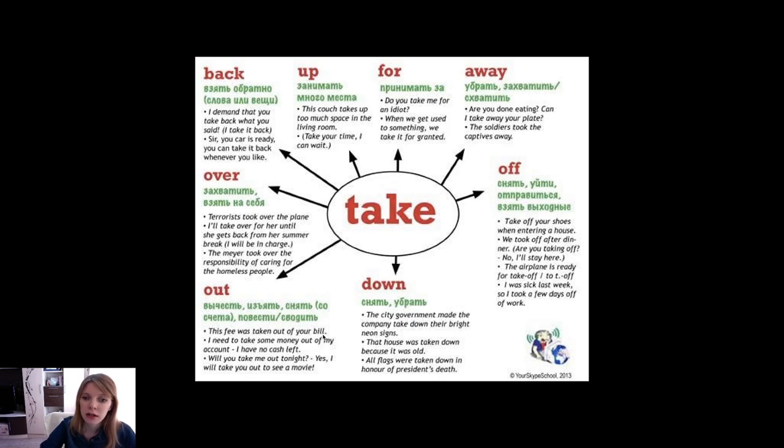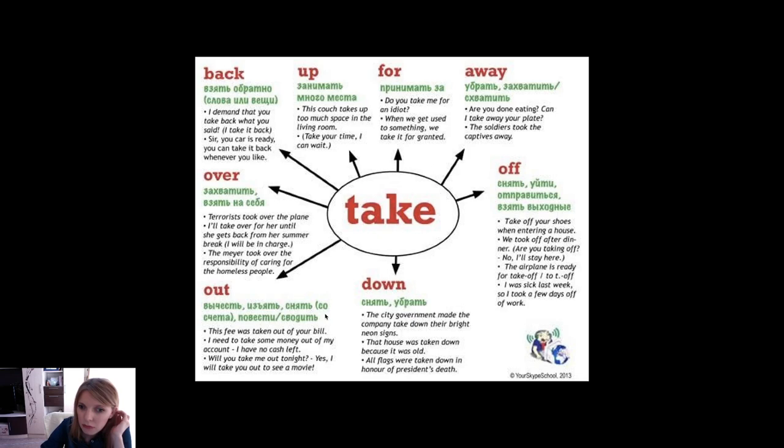Take out – вычесть, изъять, снять, снять в частности со счета, повести или сводить. Разные значения, смотрим по контексту. This fee was taken out of your bill. Пошлина была вычтена из вашего счета. I need to take some money out of my account. I have no cash left. То есть снять деньги со счета. У меня нет налички. Will you take me out tonight? Yes, I will take you out to see a movie. Может, сводишь меня куда-то, да, выведешь? Да, свожу тебя в кино.